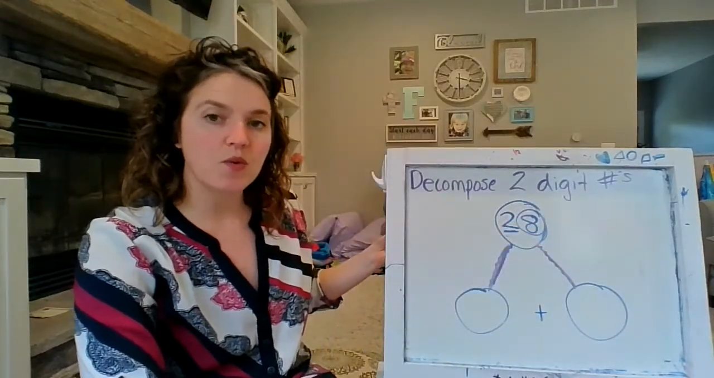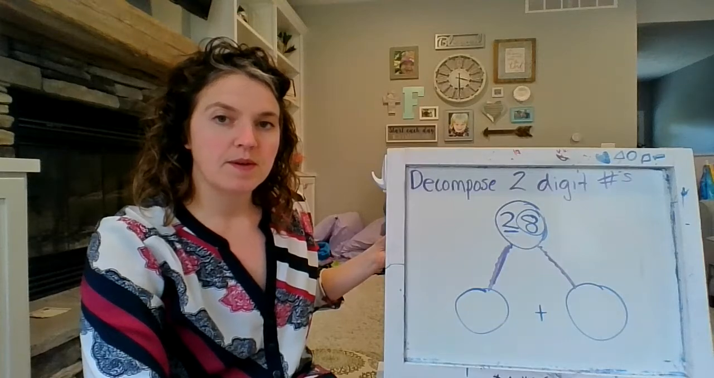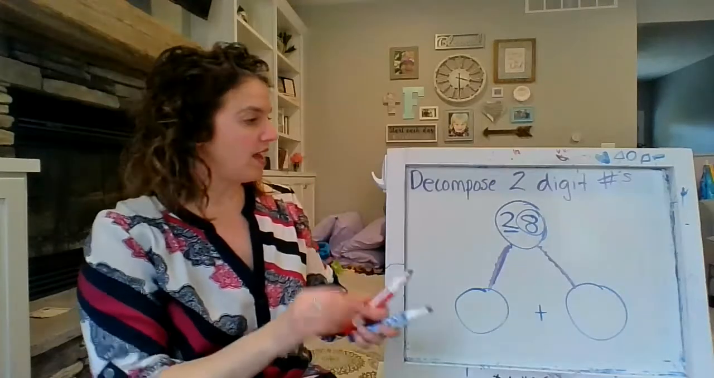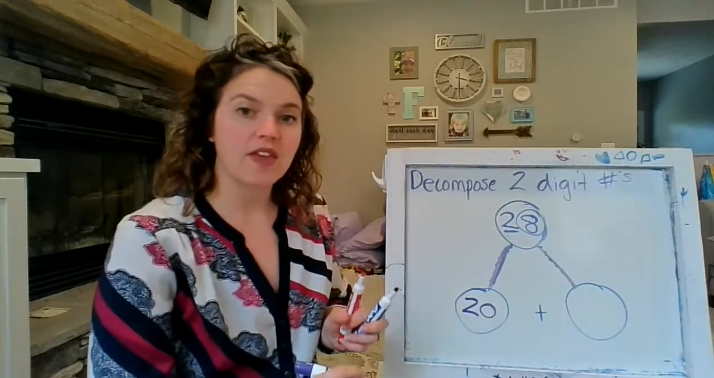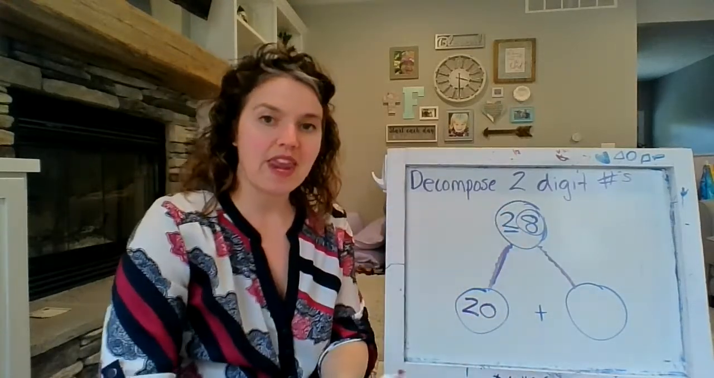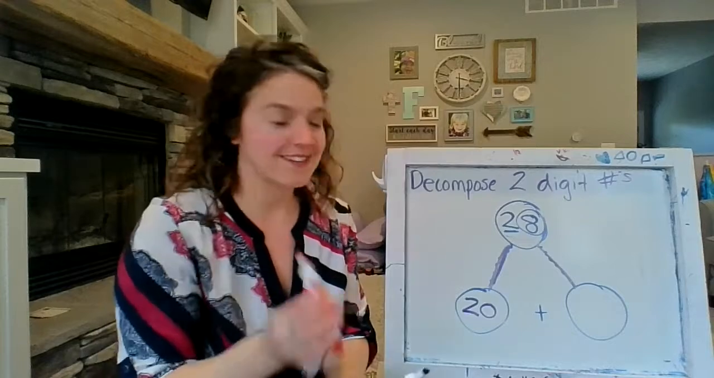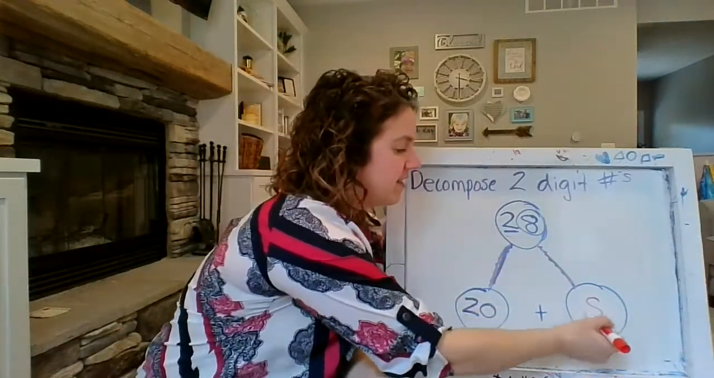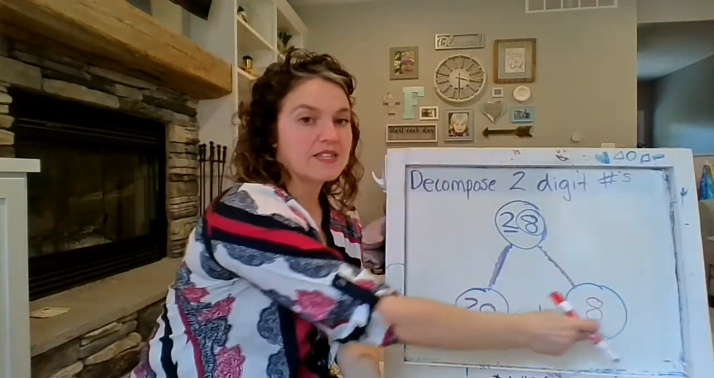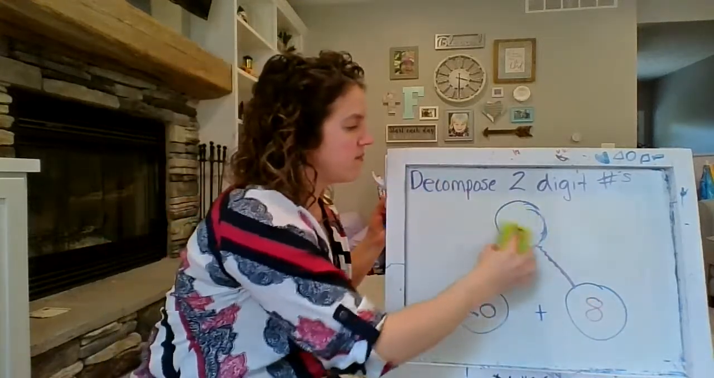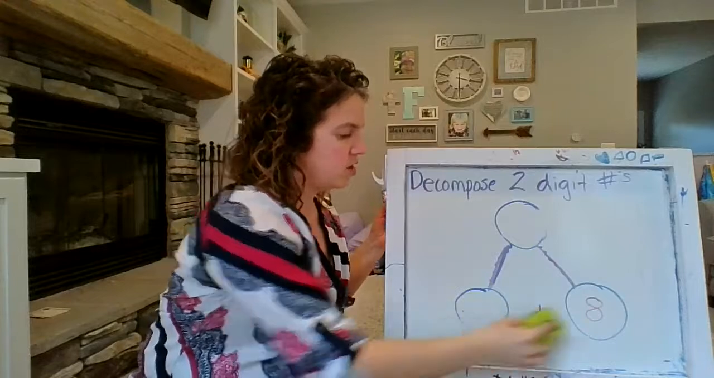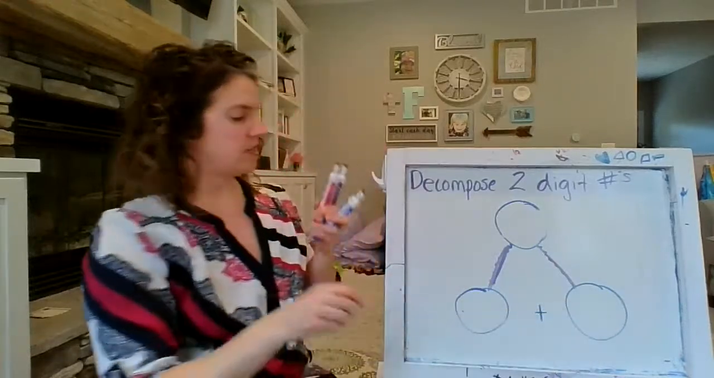What is the value of that 2? 20. So we're going to write 20 down there. And what is the value of that 8? 8. So 20 plus 8 equals 28. All right, 2 more. Draw your circles if you need to, or erase.